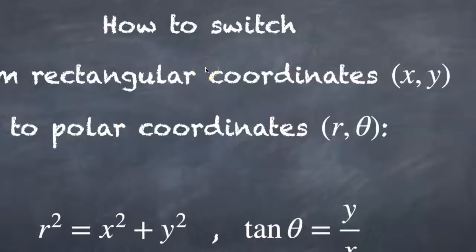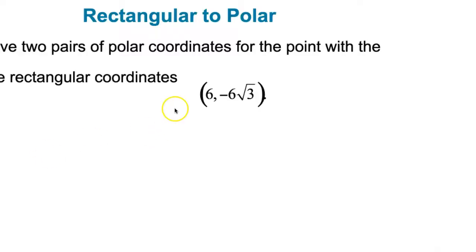And now we want to consider how we switch from rectangular coordinates back to polar coordinates. And there are 2 ways that we want to do that. One is to remember that this relationship holds. This is a lot like the Pythagorean theorem. And then also that the tangent of theta is equal to y over x. So here we have this rectangular point, and we need to switch it to polar.